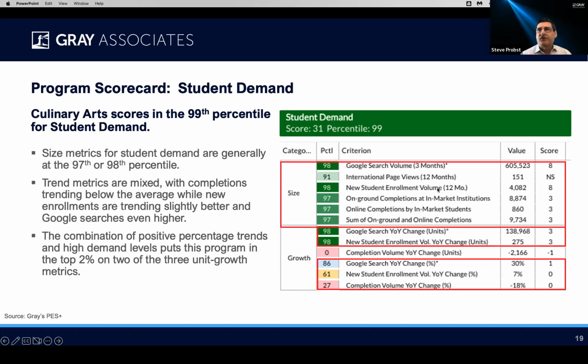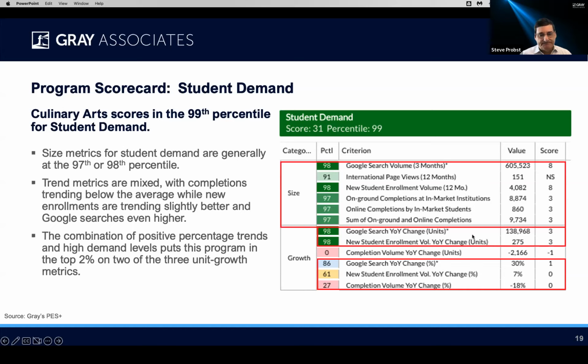So then we get new student enrollments. This is coming out of our clearinghouse data. And it says that there were 4,082 students who enrolled for the first time in the last 12 months and said that the program they enrolled in, rather the school said the program they enrolled in, is culinary arts. So this is not going to pick up incoming transfer students or stop off and return students. It will pick up only new students. And that's 98th percentile again. And important, so we give it 8 points.